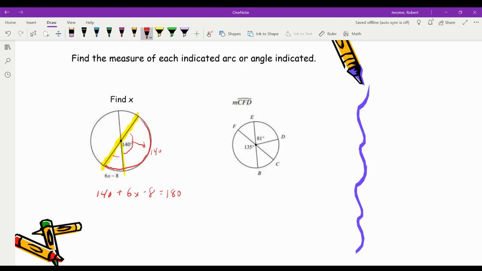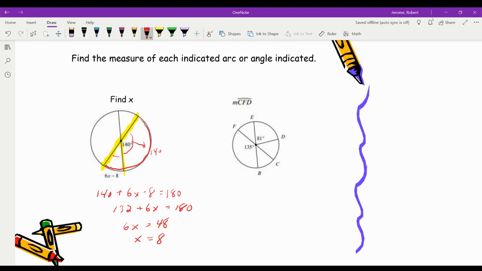So what do we have here? We have 132 plus 6x equals 180. 6x equals 48, and x equals 8.